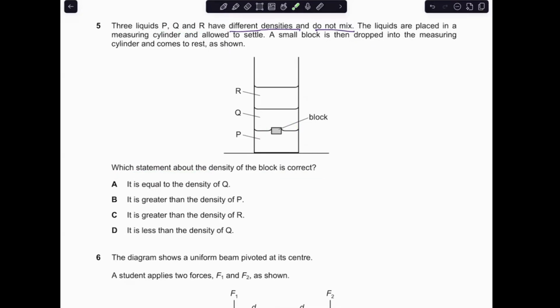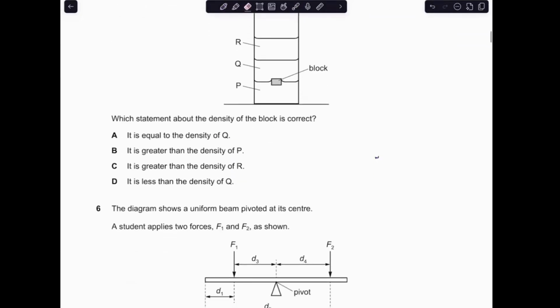So what do you think about number 5? Let's go one by one. It is equal to the density of Q. Is that right or wrong? Wrong. Yes, doesn't it change? Yeah, okay.